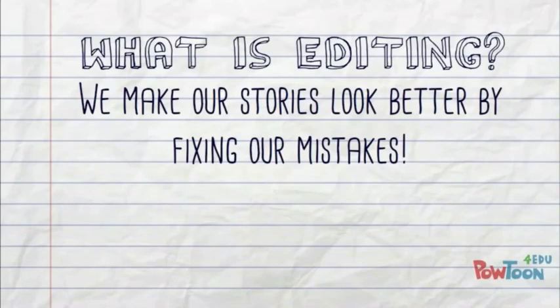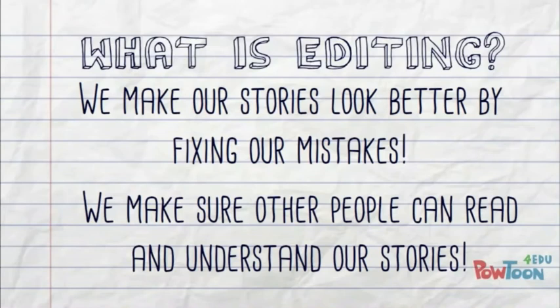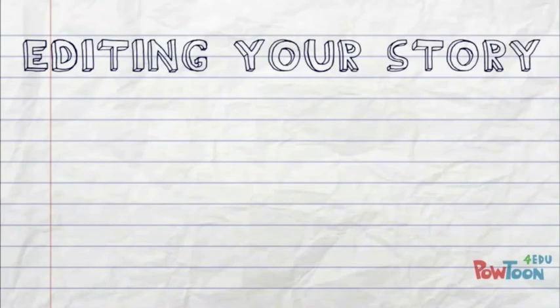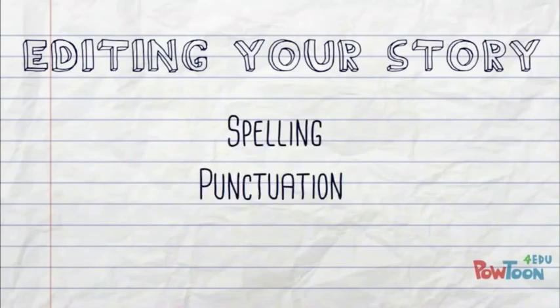We fix all of the mistakes we may have made in our first drafts. We do this to make sure other people can read and understand our stories. That way, we can publish and share our hard work with others. When we edit, we check our spelling, our punctuation, and our capitalization.